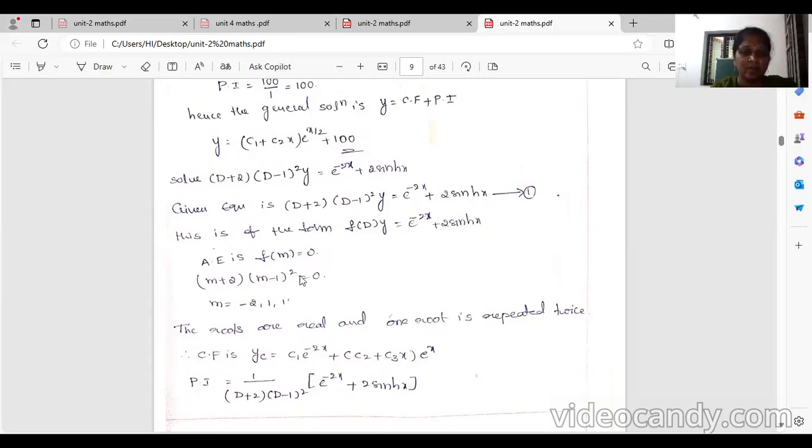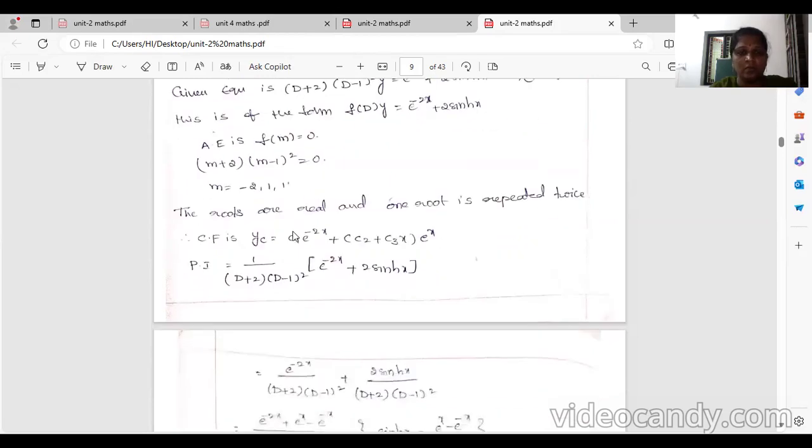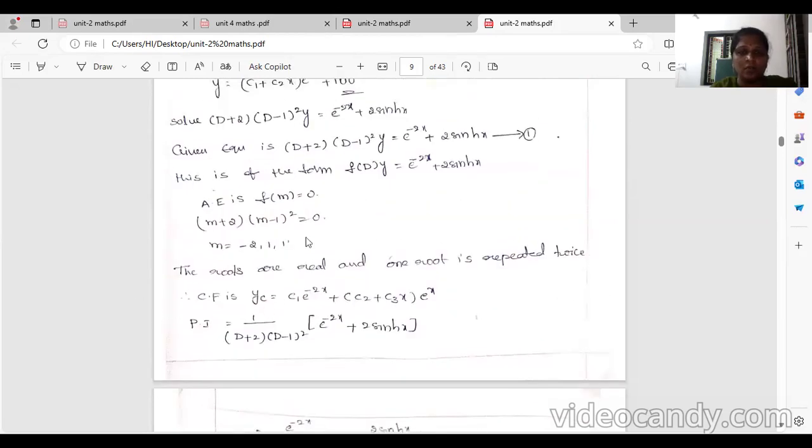Auxiliary equation f(m) = 0. So (m+2)(m-1)² = 0. Here m+2 = 0 gives -2, and (m-1)² gives 1, 1. So 3 roots came. These 3 roots are real, and 2 roots are equal. The roots are real and 1 root is repeated twice.